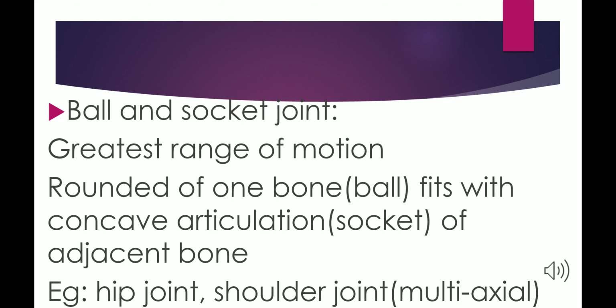Examples for a ball and socket joint are the hip joint, shoulder joint, etc. In the hip joint, the head of the femur is the ball and the acetabulum of the hip bone is the socket. In the shoulder joint, the head of the humerus is the ball and the glenoid cavity of the scapula is the socket. It is also called a multi-axial joint because it allows a wide range of movement. And this is the end of this video, and in the next video we will discuss the various movements of these joints.